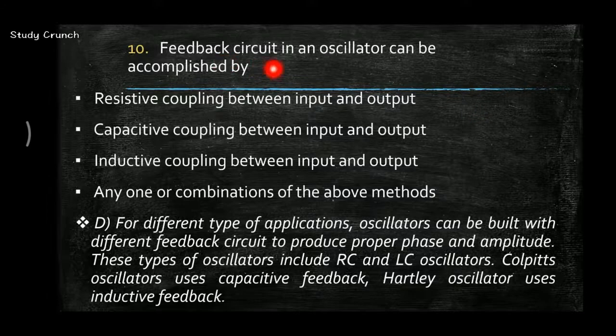Next, feedback circuit in an oscillator can be accomplished by any one or the combination of the above methods, that is D. So we can use resistive coupling between input and output, we can use capacitive coupling, or say we can use the inductive coupling as well. So oscillators can be built with different feedback circuits to produce proper phase and amplitude. So these types of oscillator include RC and LC oscillators.